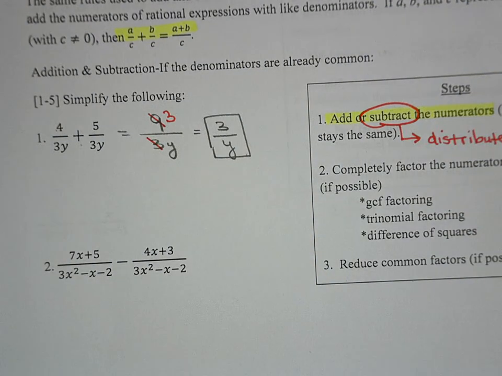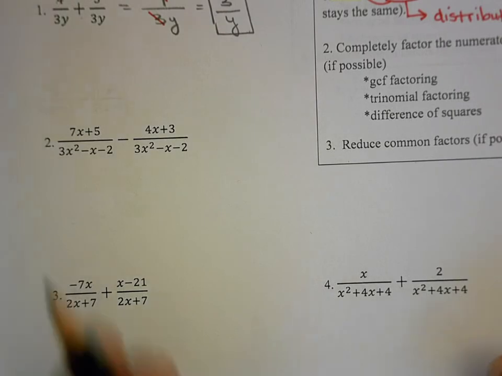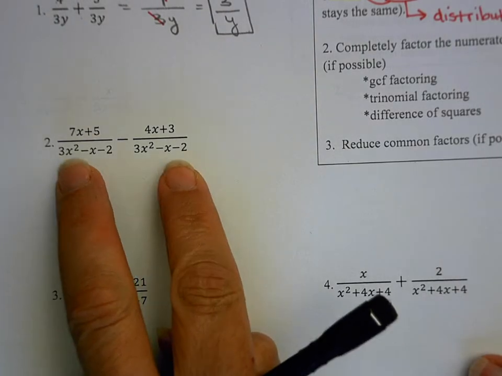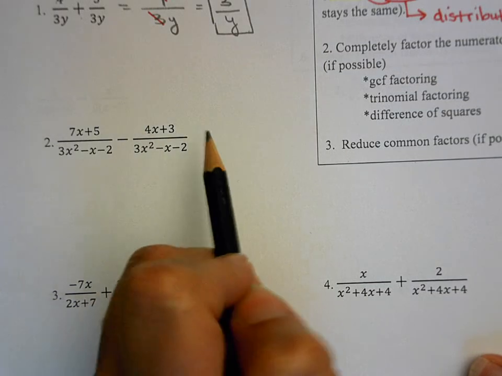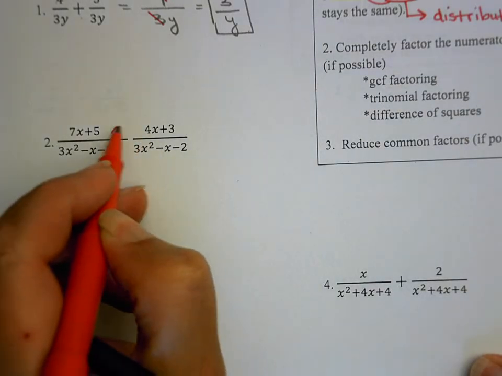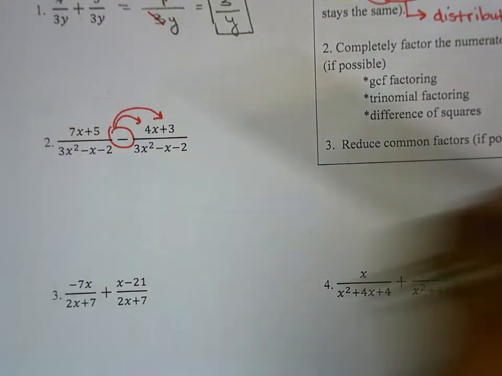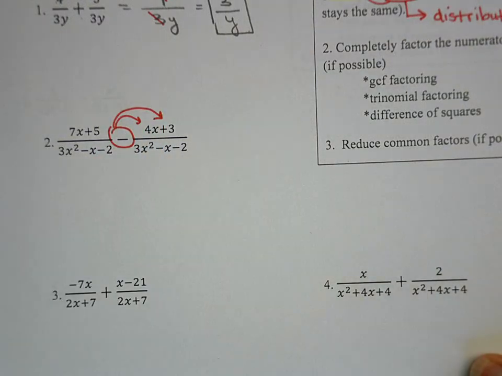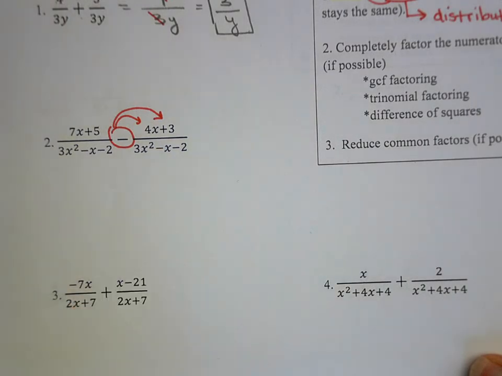All right, and then let's take a look at question number 2. Same idea here, so I have common denominators, right? When I go to do my subtraction, I have to remember that this subtraction is for both the 4x and also for the 3. It's for both of those. So I'm subtracting 4x and I am also subtracting 3.